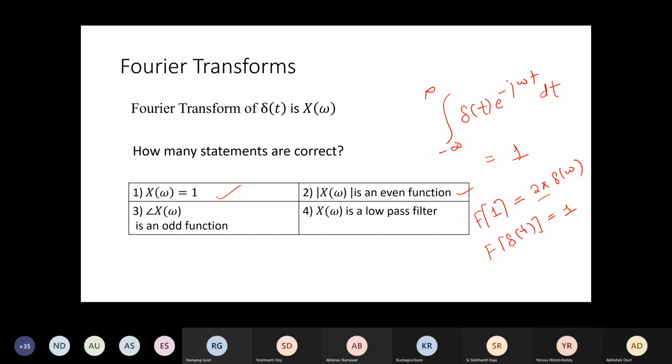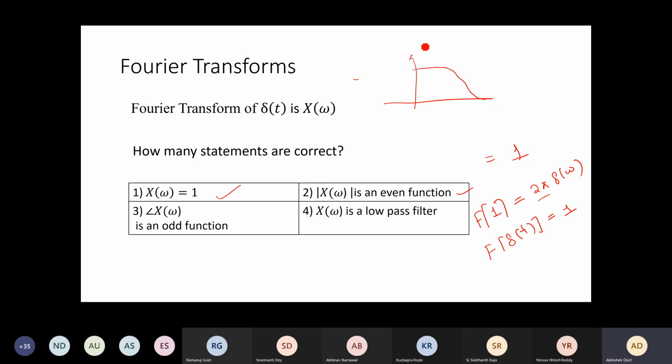No. No, what is a low pass filter? A low pass filter is something which allows only low frequencies to pass through. So it filters out high frequencies. So if you have a signal like this, typically the low pass filter response is something like this.